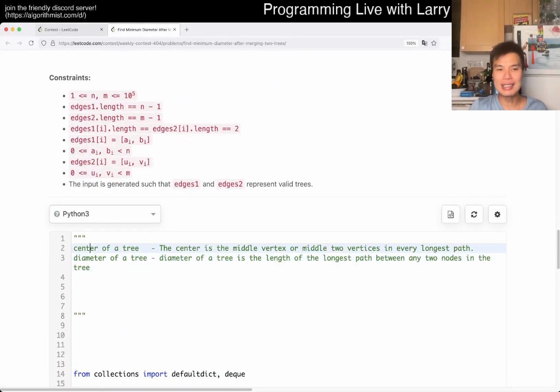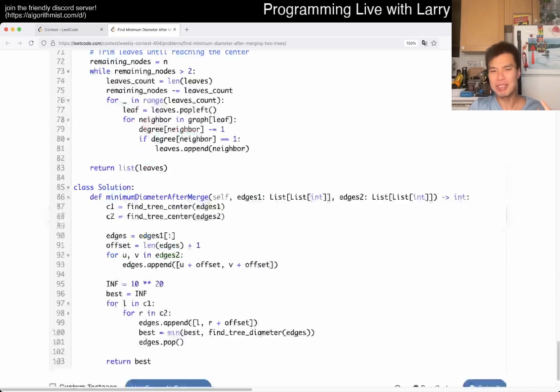So the idea is just that, because this is a tree and not a general graph, you always want to connect the center of a tree with the other one. That's basically the idea. And of course, there are at most two centers of every tree, the middle two nodes, right? So that means that there are four possibilities. And then for me, I just calculate the two centers of the tree. I'll show you my code here, right?